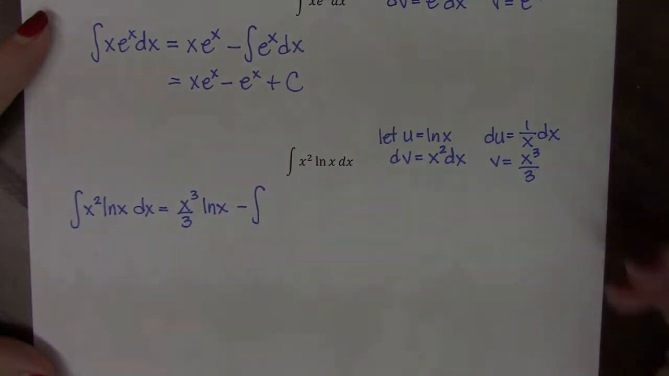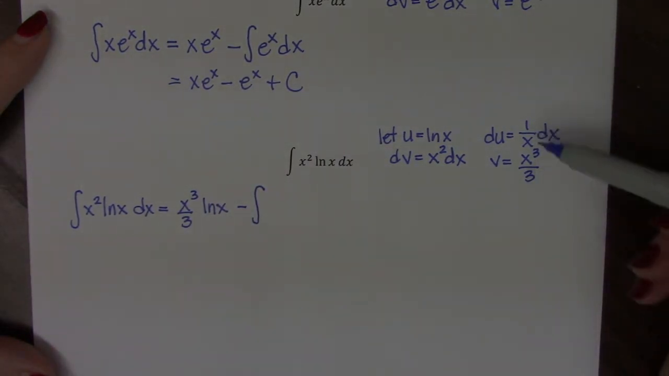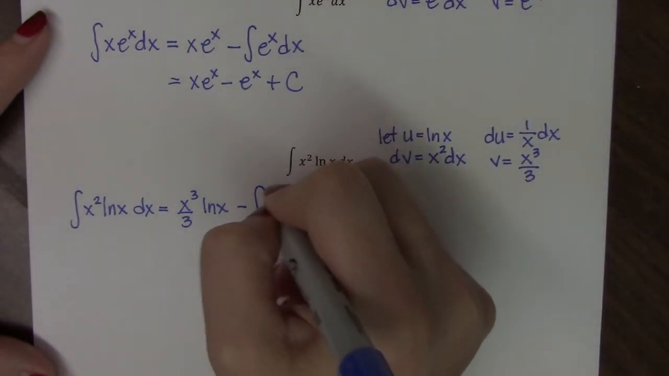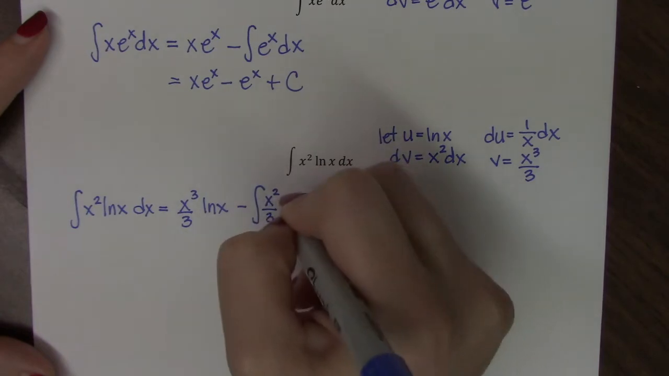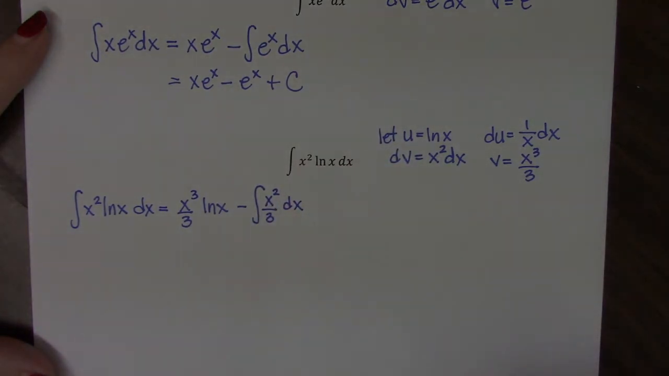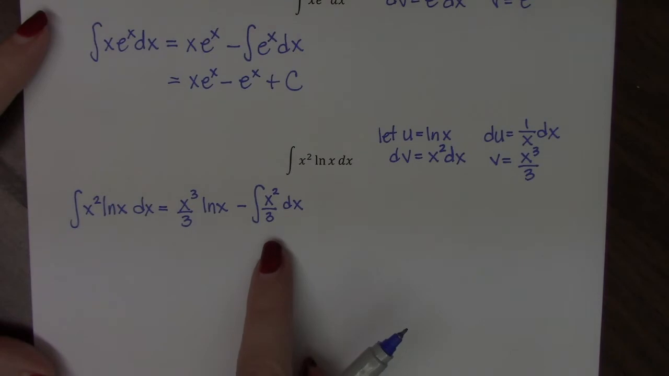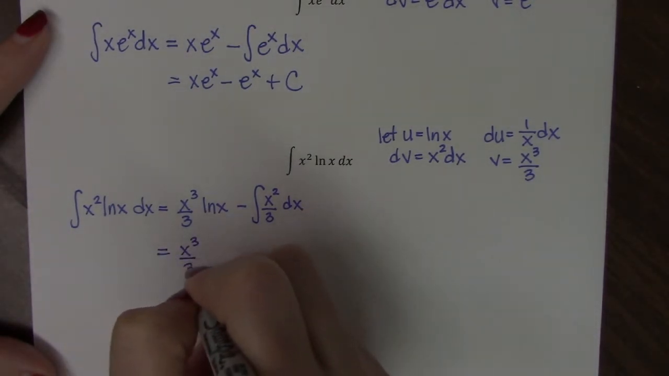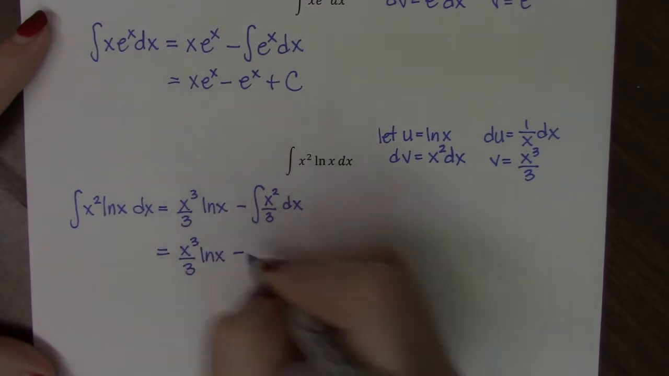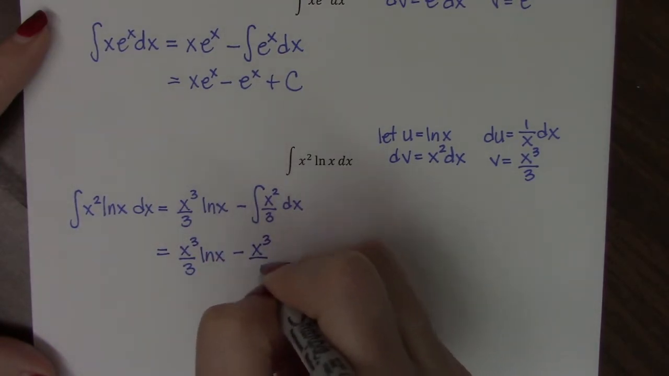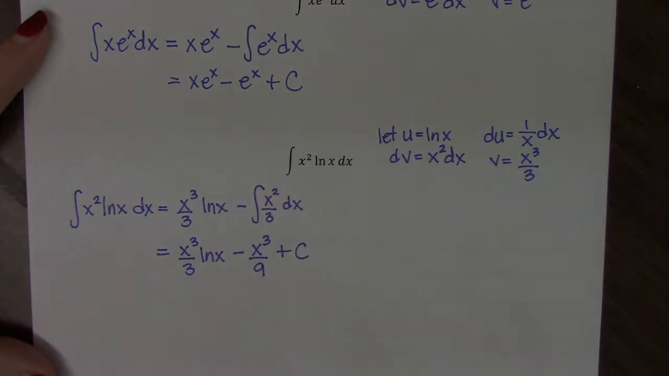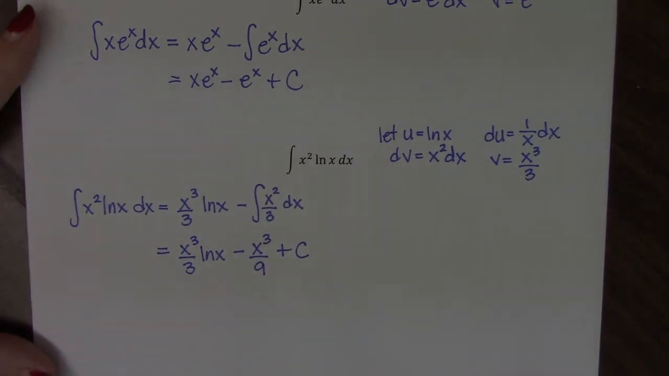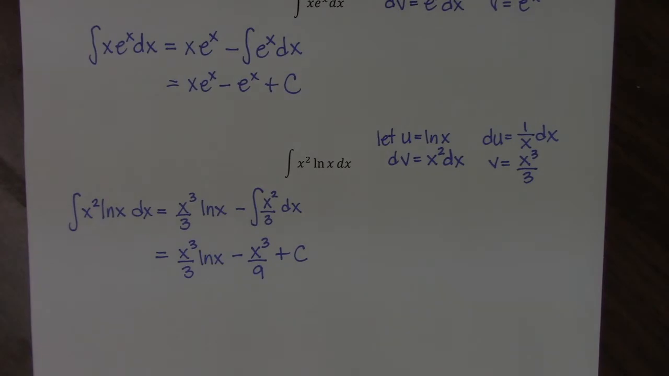minus our new integral. Now when I multiply these two together, this x in the denominator is going to cancel one of these x's, so I'm just going to get x squared over 3 dx. This is something I can integrate directly, so I can go straight to the next step. And I'll get x cubed over 3 times ln of x minus x cubed over 9 plus c.